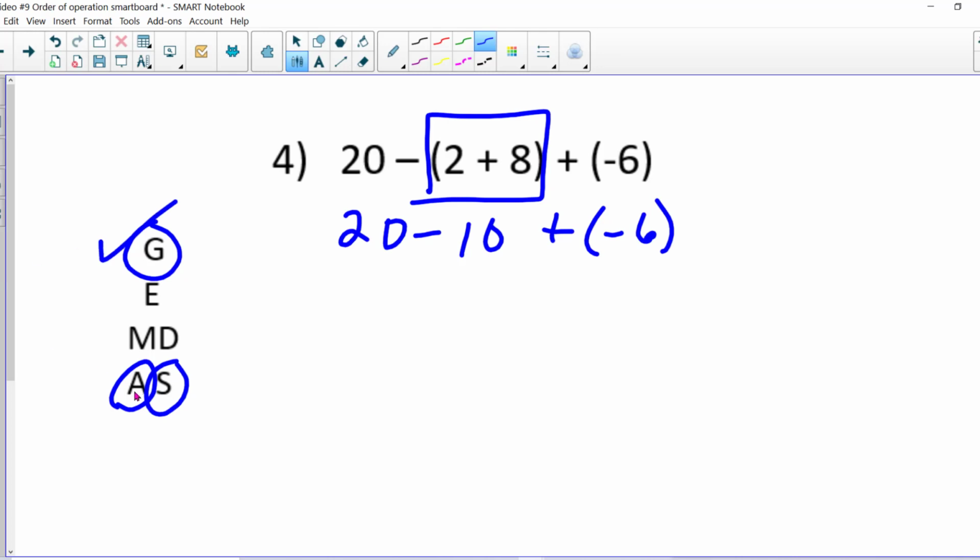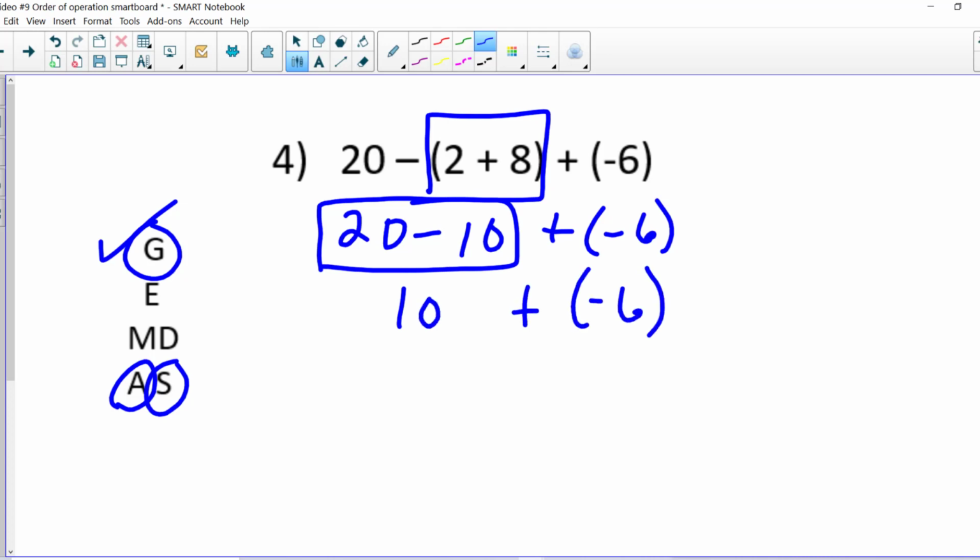What's next? Add or subtract? Whichever comes first. So which one comes first? Subtraction. So we're going to subtract first. Put a box around 20 minus 10, which gives you what? 10. And then we just bring everything else down we haven't used. So we have 10 plus negative 6. And what does that give you? You have 10 positives. You're putting on 6 negatives. You have 0 pairs, cancel out. And you're left with positive 4.